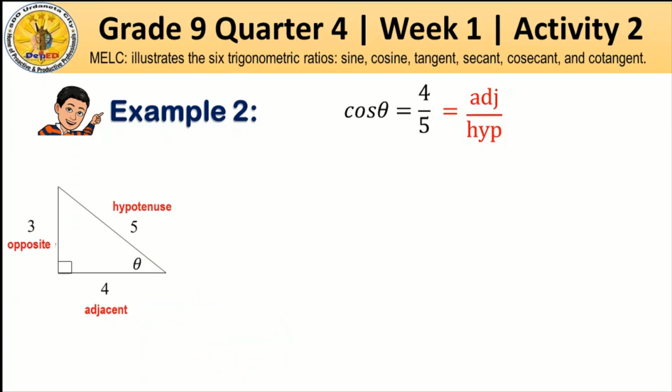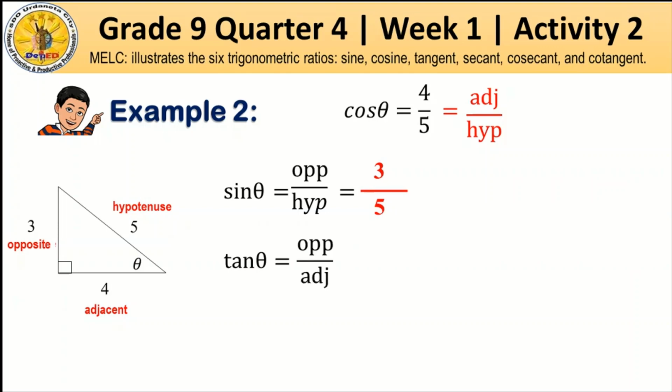Next, we are now ready to find the other 5 trigonometric ratios, such as we have sine theta, that is opposite over hypotenuse, or that is 3 over 5. Tangent theta is equal to opposite over adjacent, or that is 3 over 4. Cotangent theta is adjacent over opposite, that is 4 over 3.